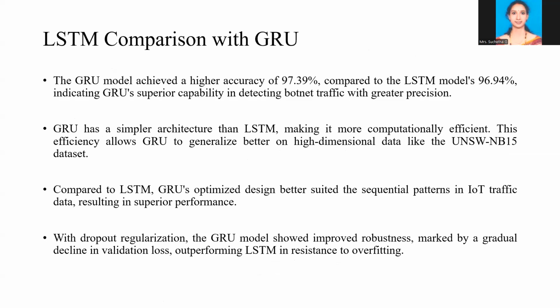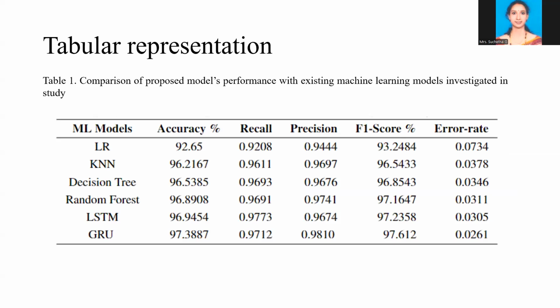So we can see that when LSTM is compared to the GRU, the GRU gives higher accuracy. The GRU, with its optimized design, is better suited and more efficient for data, delivering higher speed performance. With dropout regularization, the GRU model showed improved robustness, marked by the gradual decline in the validation loss and resistance to overfitting compared to the LSTM.